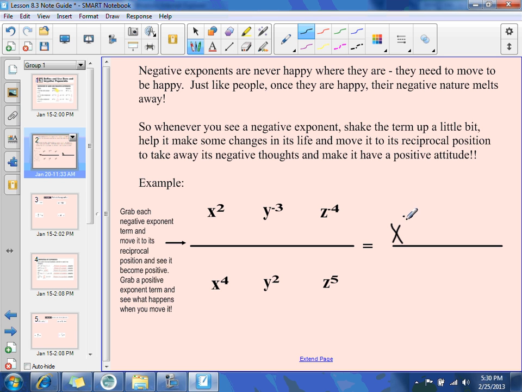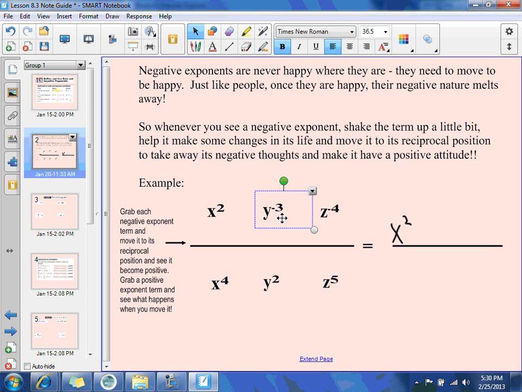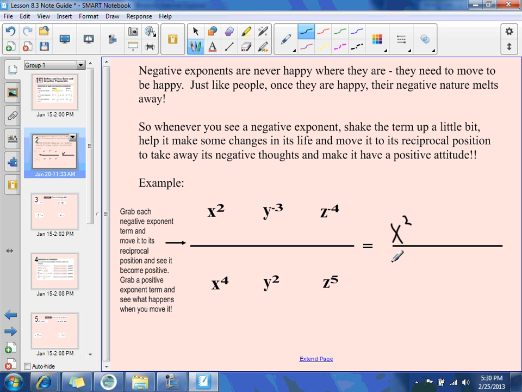X squared, you're staying. Now, y to the negative third power is in the numerator of a fraction, and he's got a negative exponent. That should be like screaming unhappy miserableness to you. Where does he want to be instead? He wants to be in the denominator. Now, once he's in the denominator, take a look. Now he's happy. Positive exponent. Y to the negative third is unhappy. Where would he be happy? Down in the denominator of a fraction where he can be positive.